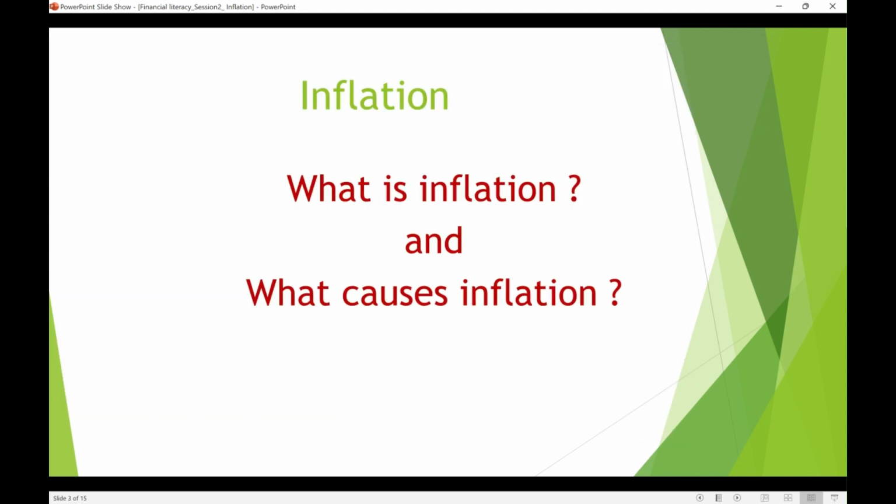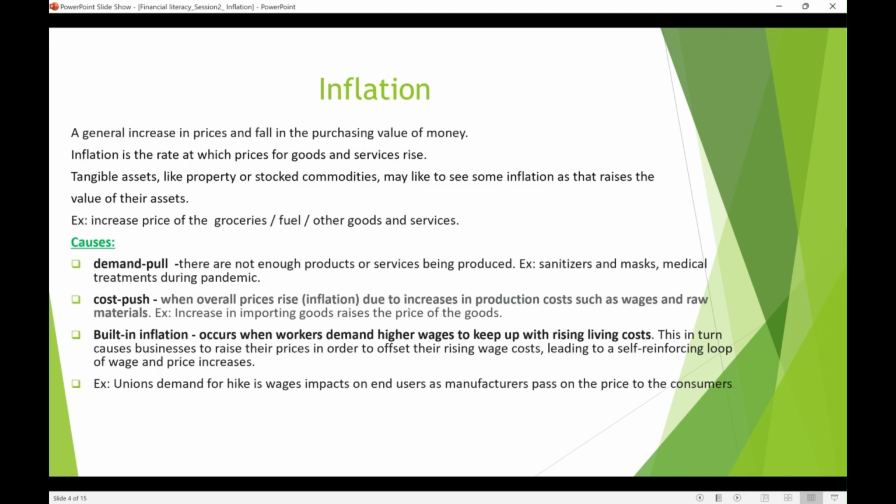So, let us know what inflation is and what causes inflation. Inflation is a general increase in prices and a fall in the purchasing value of money. What does it mean? Inflation is the rate at which the prices of goods and services rise. Whenever inflation goes up, the bank rates are increased, fuel costs have increased, and commodity prices have increased.